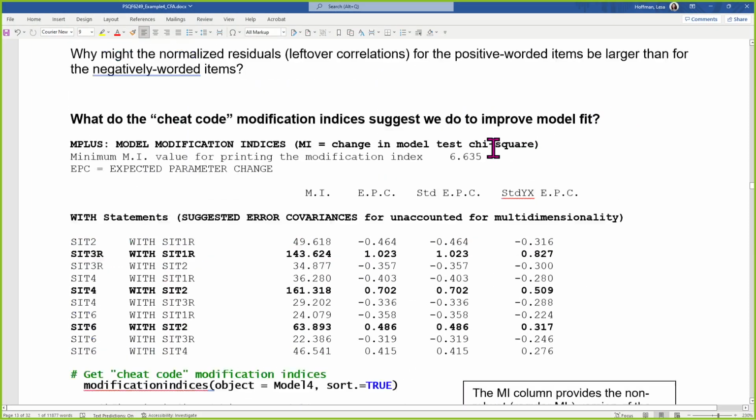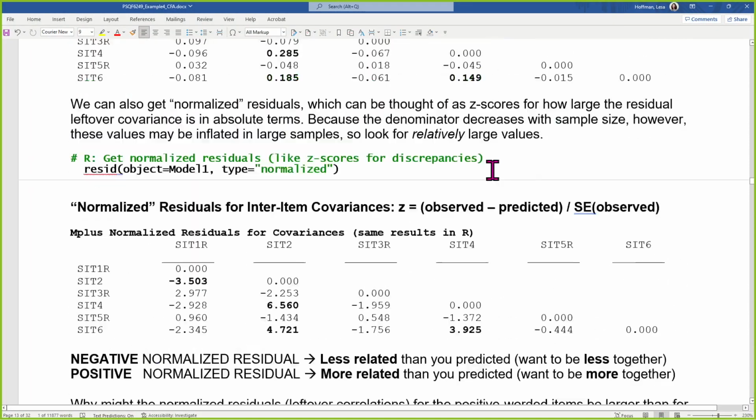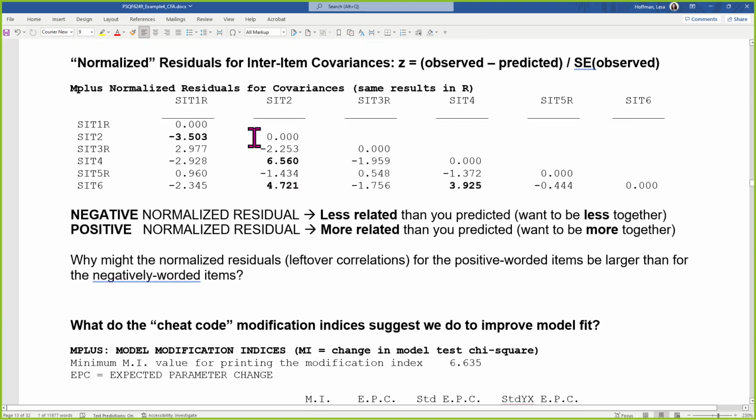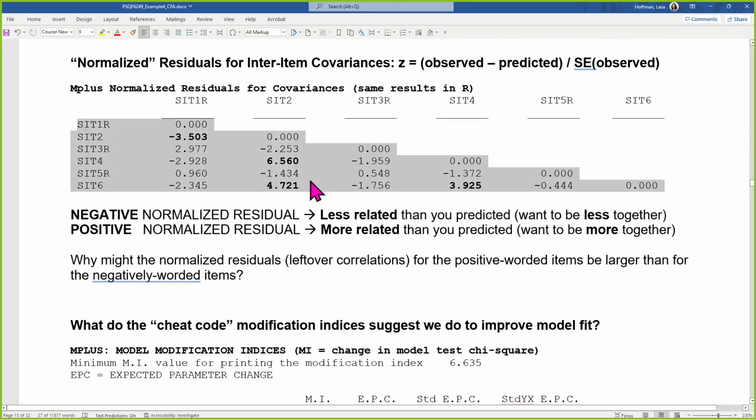So based on the patterns that I'm seeing here, so it's the same information in different scales, paying the most attention to the normalized residuals here, I'm not going to add error covariances. I'm going to solve the problem that the positive items want to be more together than the negative items do, and just make a two-factor model.